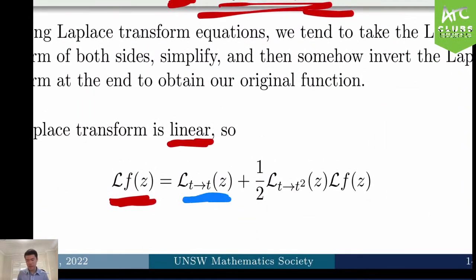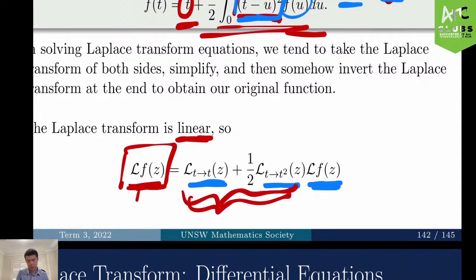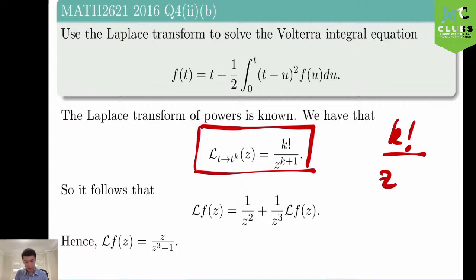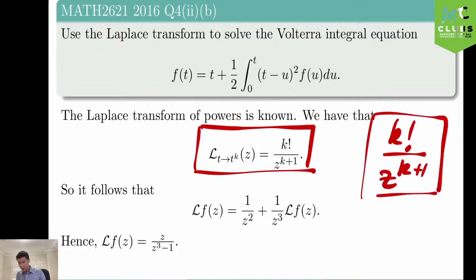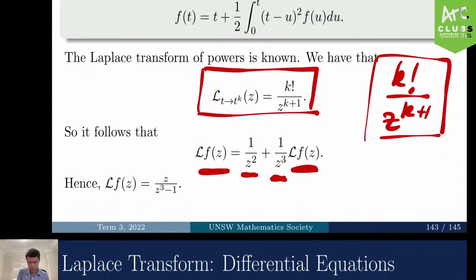We've got the Laplace transform of t mapping to 1 over z squared, the Laplace transform of t squared, and then the Laplace transform of f. And you can see why this is useful, because now we've got the Laplace transform of f and a bunch of variables over here. So somehow we're going to make the Laplace transform of f the subject, and then we'll end up calculating f itself. We know the Laplace transform of powers, right? There's a simple formula we can use. If we've got the power t to the k, you can just use k factorial divided by z to the k plus 1. So over here we've just got the Laplace transform is equal to 1 on z squared plus 2 on z cubed times L(F)(z). And you end up getting this.